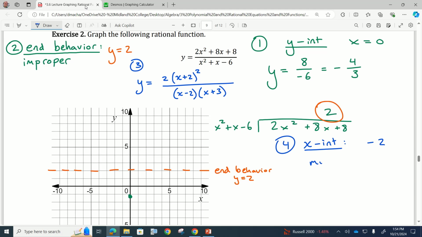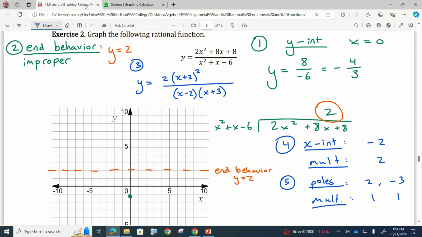Okay, and looking at the factored form, I can tell that I have one x-intercept that occurs at negative 2. And what's the multiplicity now? 2. I've got 2 poles at 2 and negative 3, and the multiplicity of each one is 1.